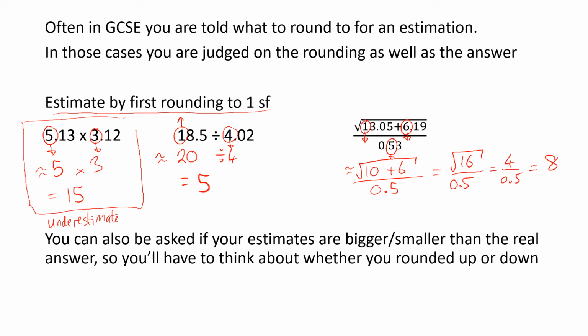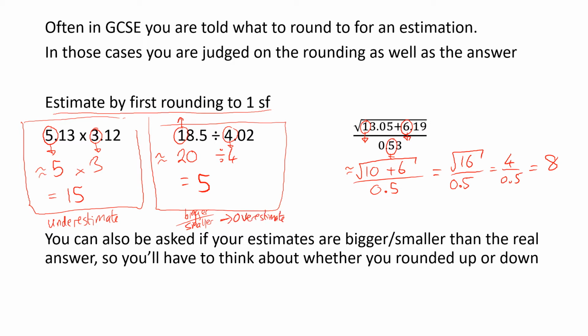When it's divisions, you have to be a little bit more careful about that sort of idea. So here, we rounded 18 up. So we basically changed it to a bigger number, and then we divided it down. So we divided it by a small number. So if you think about if you took a bigger number and divided it by a smaller number, you'd actually end up with an overestimate.